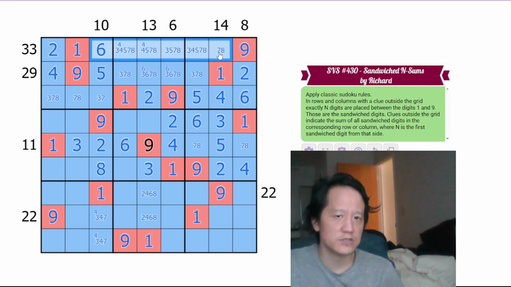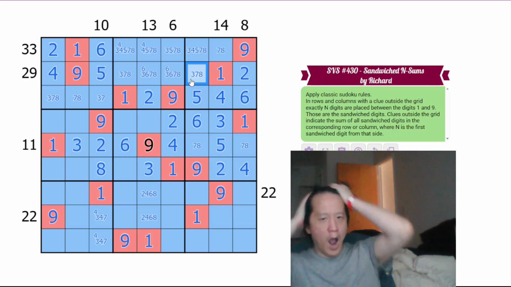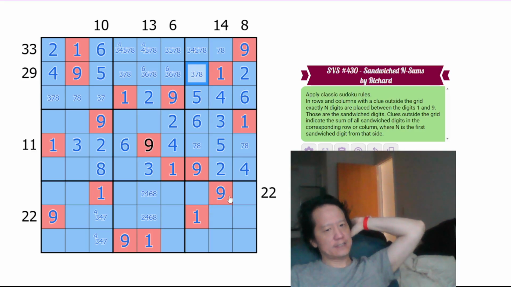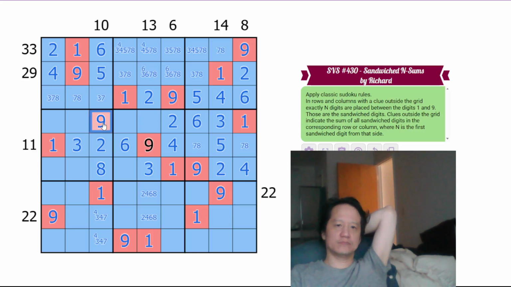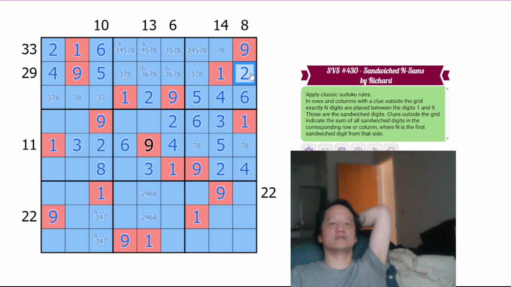This is 6 digits. So that's fine. This is 5 digits at least, because 9 could not be here anymore. Right, this had to be 2. So that was guaranteed. This is 2 and 6.